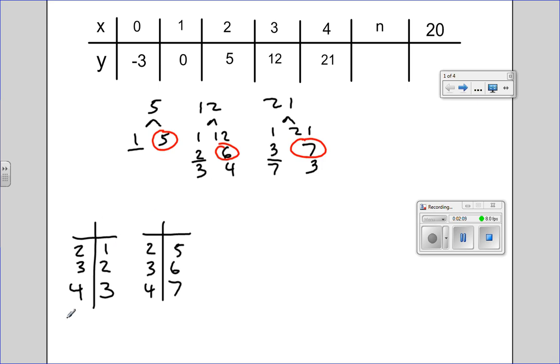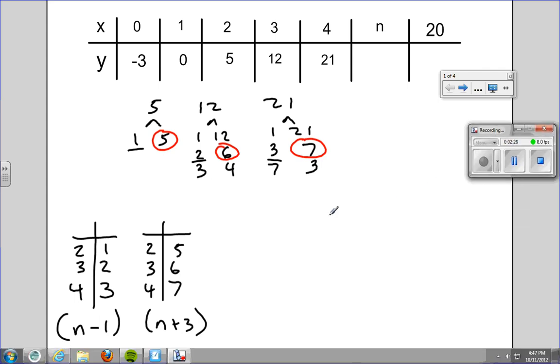Now we're going to write the equation that goes with this. Let's see, my slope is 1, so n, and then 1 times 2 is 2. How do I get to 1? I subtract 1, n minus 1. My slope here is 1, and 2 times 1 is 2. How do I get to 5? Well, I add 3. So I have n minus 1 times n plus 3.